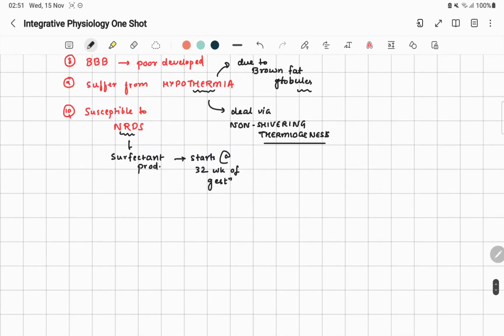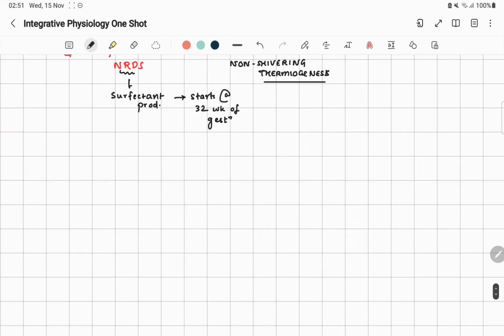What are the factors required for normal growth? Hormones are required: growth hormone, insulin, sex hormones, and insulin-like growth factors. Adequate protein, vitamins, and minerals are required. Then behavioral and psychological development is also required. These are the things required for neonatal growth.